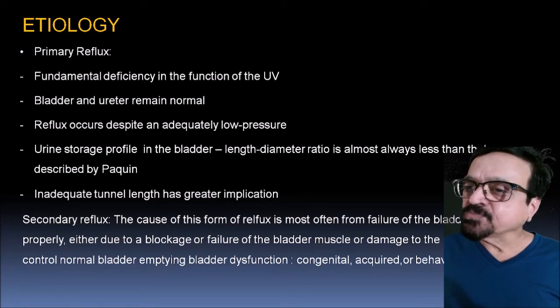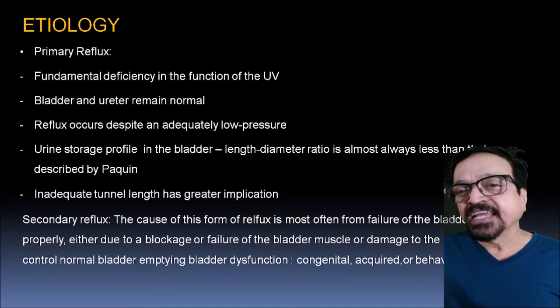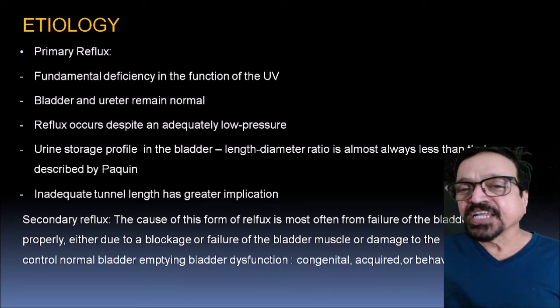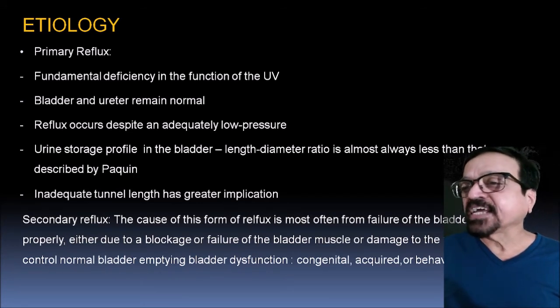Secondary reflux is the cause of this form. The reflux is most often from failure of the bladder to empty properly, either due to blockage, failure of the bladder muscle, or damage to the nerves that control normal bladder emptying. The dysfunction can be congenital, acquired or behavioral.